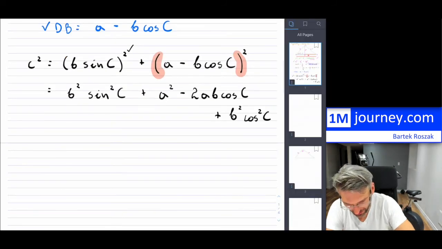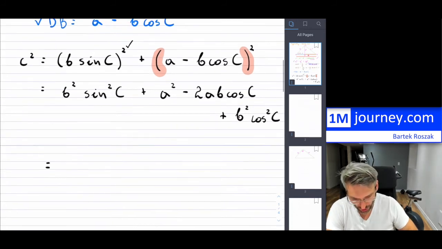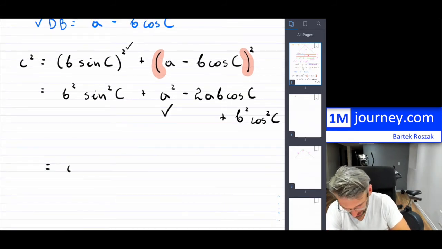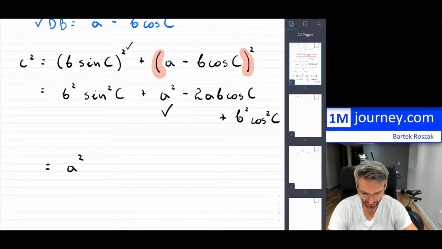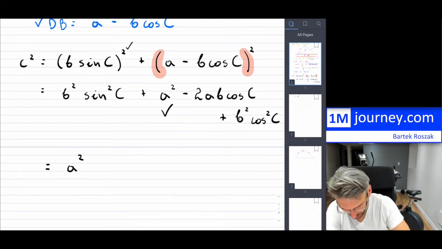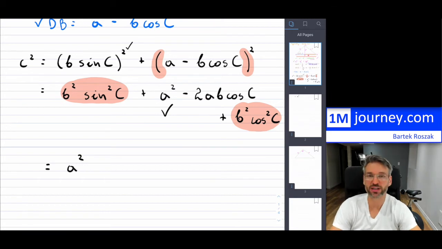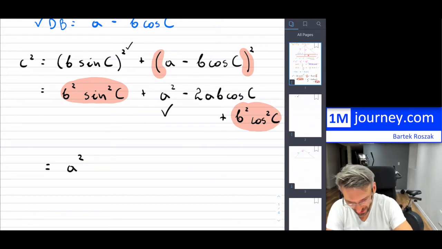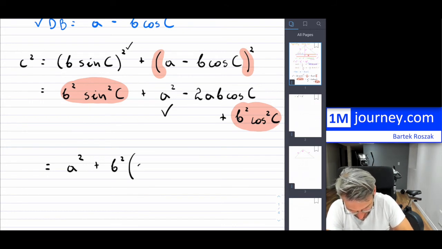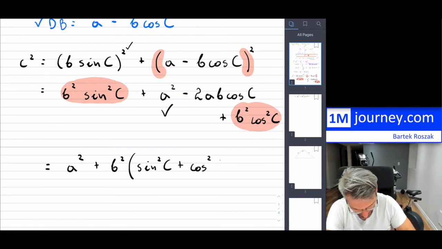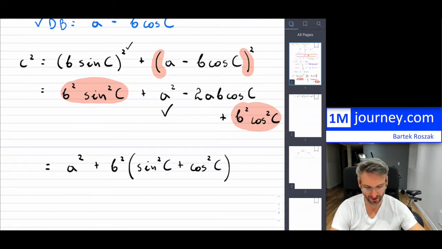I'm going to now simplify this. So notice, here is my A squared. So I'm going to write A squared, okay, so that's that. Now, this term right here and this term right here have a B squared in common. So I'm going to factor out the B squared, and that's going to leave just sine squared of the angle C plus cosine squared of the angle C. So that's what I have there.